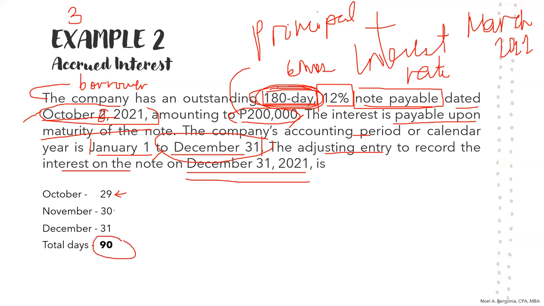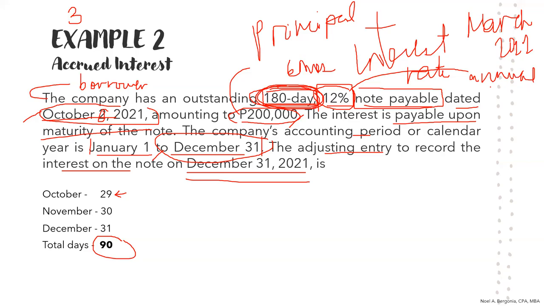Sir, over what? 180? Hindi, no? Yung 180 is the maturity date. Pero kasi class, itong interest na binibigay sa atin, yung lahat ng interest rate na binibigay sa atin sa problem, no, is also in reality, this is usually annually. Sir, ano po yung annually? Annually or yearly or pang isang taon.